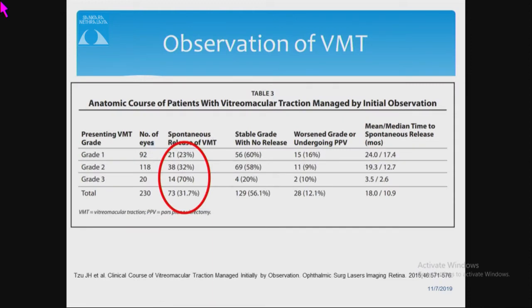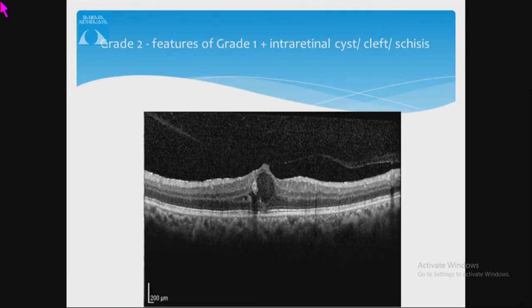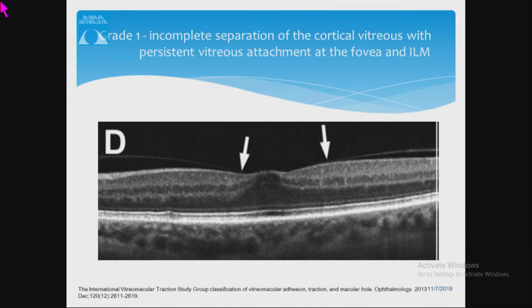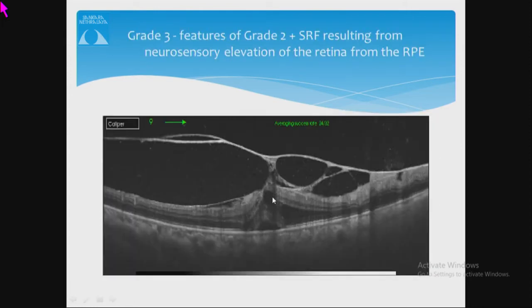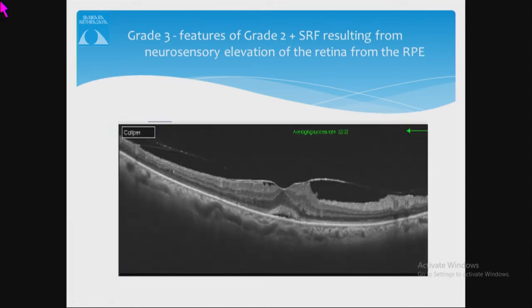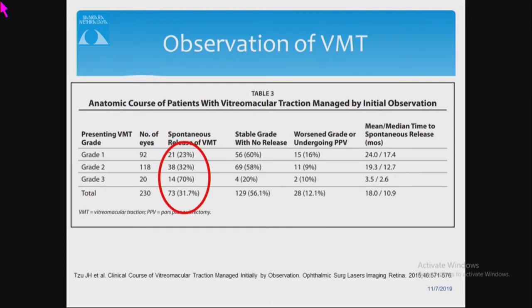Can somebody explain why the resolution is less in grade 1, whereas in grade 3 there's more resolution? You all know what grade 1, 2, 3 are, right? He described that. You can go back to grade 1, 2, 3 in case you missed those pictures. So grade 1 is only foveal distortion. Grade 2 is when there is cystic space or schisis. And grade 3 is when there is SRF. So he's put up a slide showing that in grade 3, the spontaneous resolution was more, 70%. You can just guess any hypothesis you can.